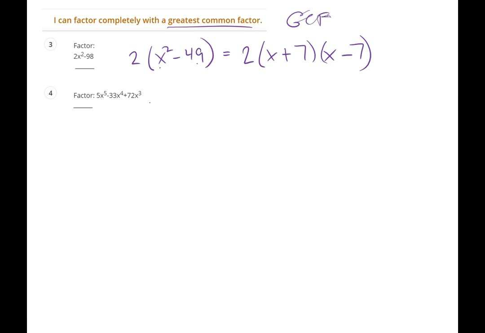On number 4, I'm going to look for a greatest common factor there. So it looks like I've got x cubed, and that's it. So we're left with 5x to the second minus 33x plus 72. Interesting. I'm wondering if there is some kind of typo. Let me look real quick.